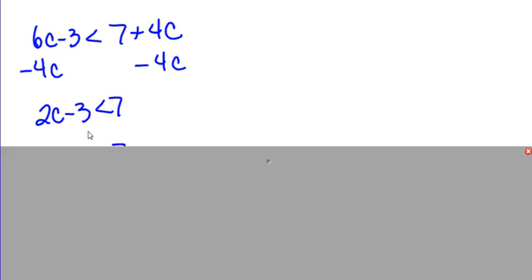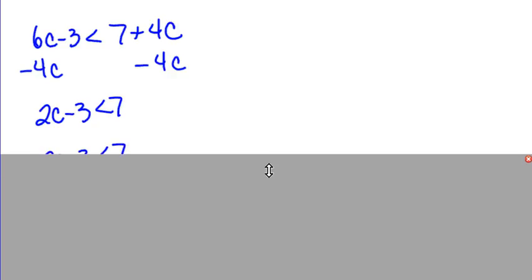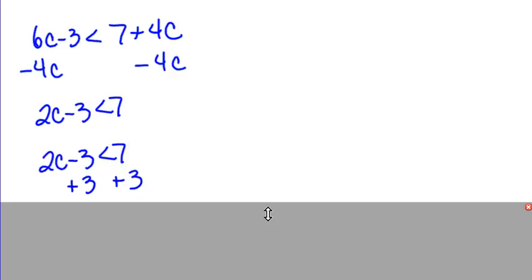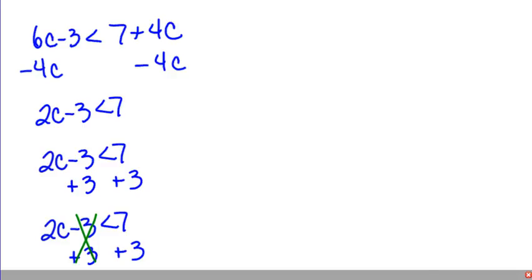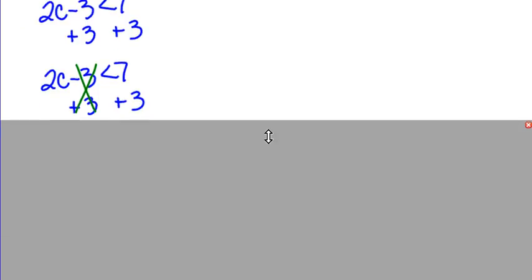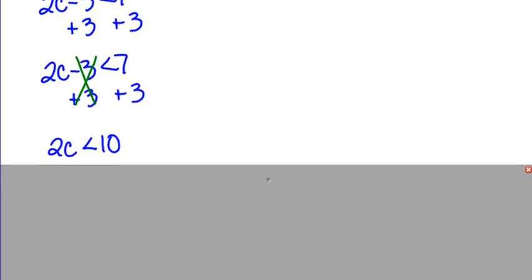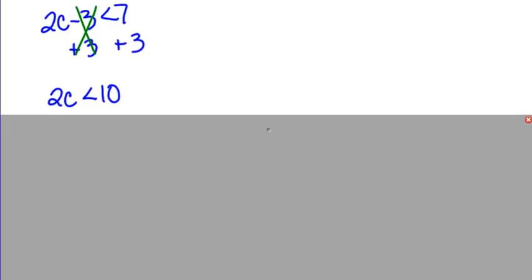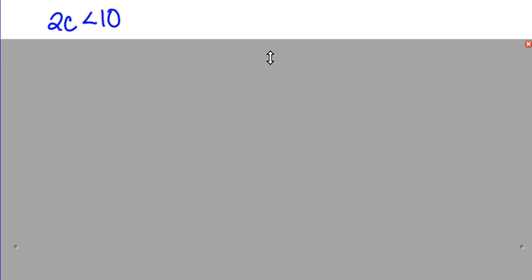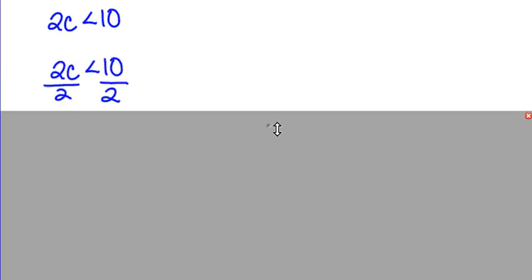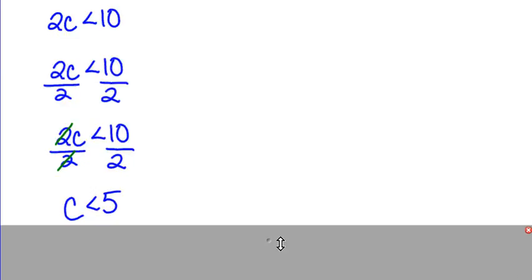We have some constants that we could put together, the negative 3 and 7. Since we're subtracting 3 here, to undo that, we would add 3 to each side of the inequality. That would give us 2c is less than 10. Still trying to get c alone, so in order to undo the multiplication of 2, we can divide each side by 2. That would leave us with c is less than 5.